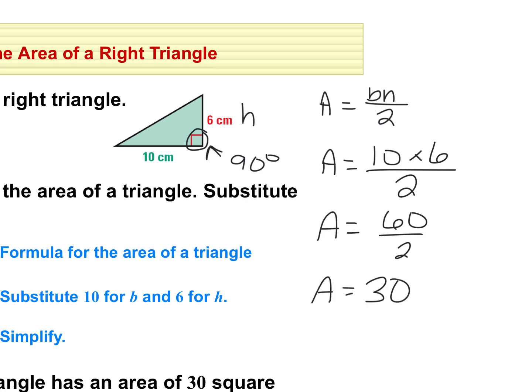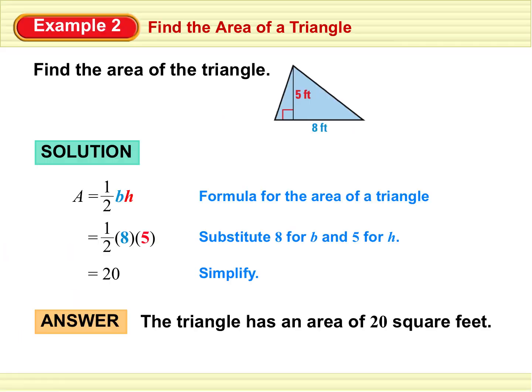And again, big deal here: the labels have to be there, centimeters squared. When finding the area, you have to have that squared along with it. So the big thing with areas of triangles is this equation right here. Get to know that equation. Let's look at another one.